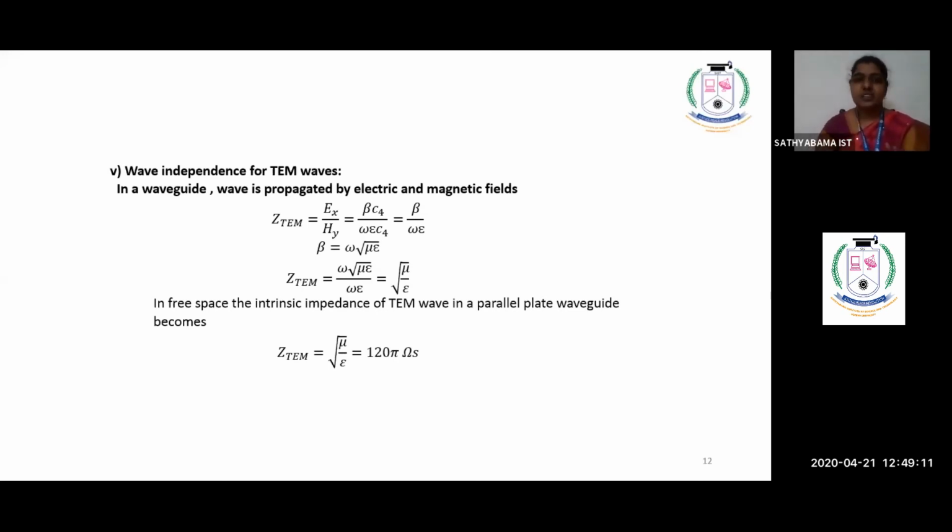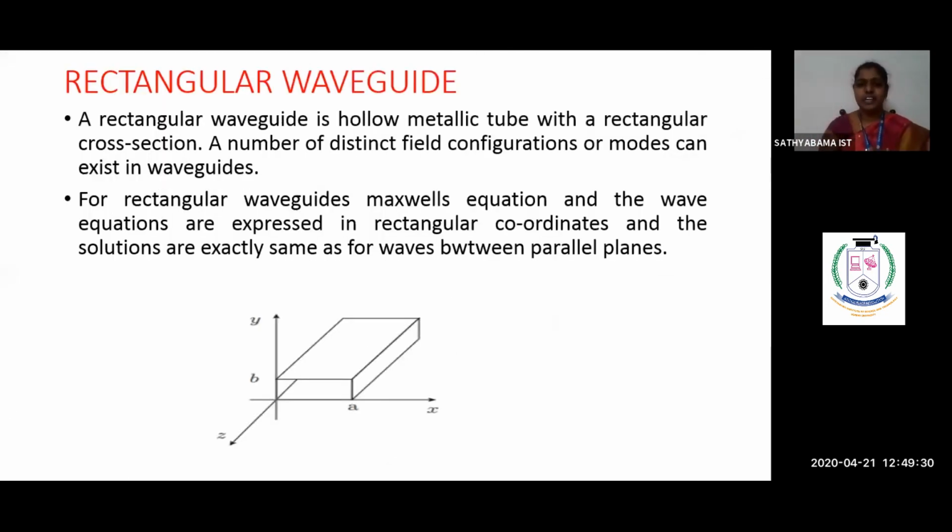Okay, so this is all about your parallel plane wave. Have you understood? We have seen what is parallel plane wave, what is TE, what is TM, what are the characteristics of TE and TM. Then we have seen what is TEM and what are the characteristics of a TEM. So these characteristics can be used for any application.